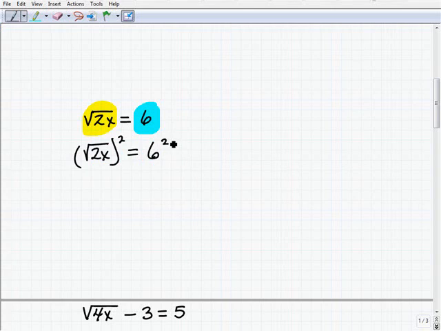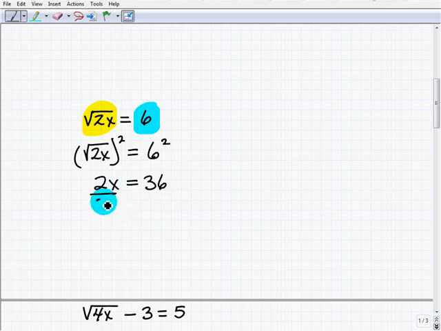Why don't you go ahead and write down the results of that. When you square the square root of 2x, the radical goes away, and you're simply left with 2x. And of course, 6 squared is 36. So go ahead and solve the remainder of the equation and check your answer. You should be able to do that at this point in your studies.